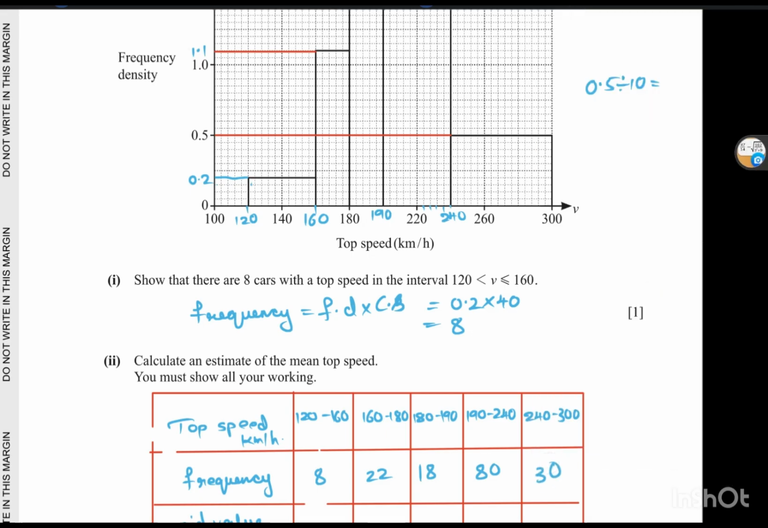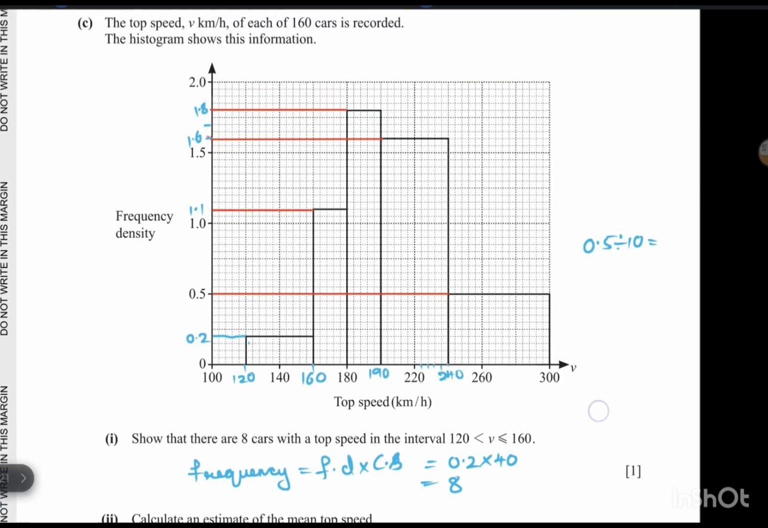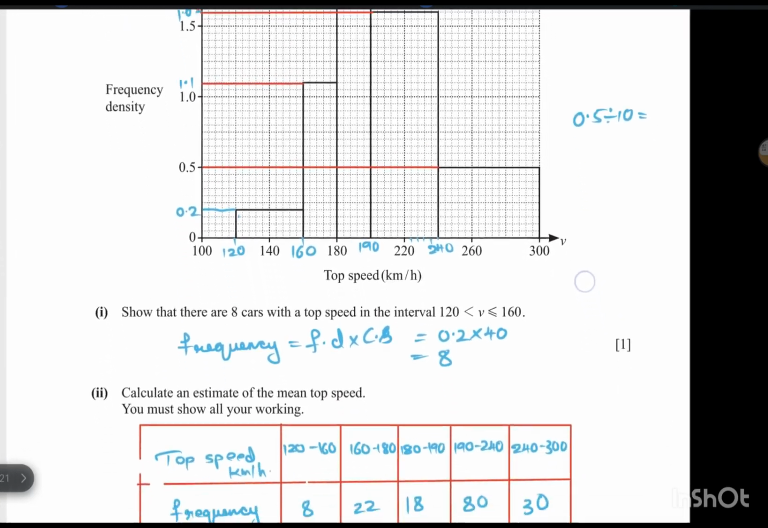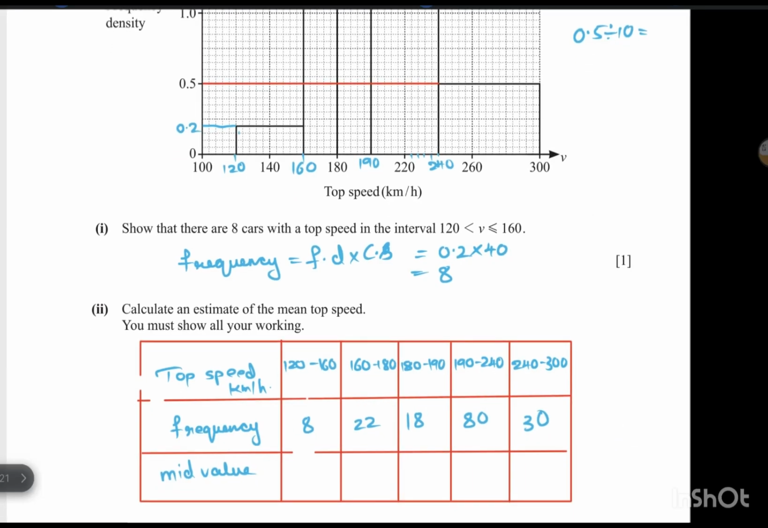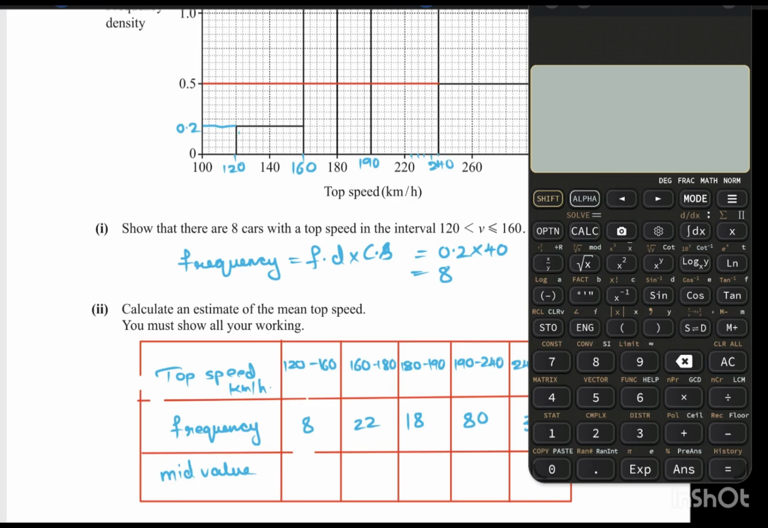So now first let us check that all the frequencies what we got, we'll add and find out whether it is matching with the total number of cars here. Total number of cars is 160. So if I add all this, 8 plus 22 plus 18 plus 80 plus 30, it's 158. Something is missing.